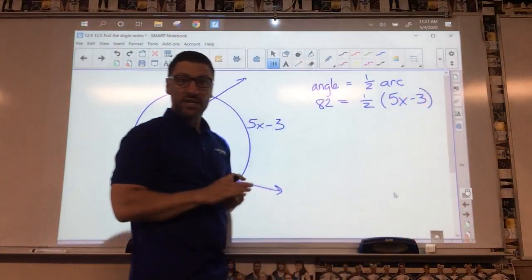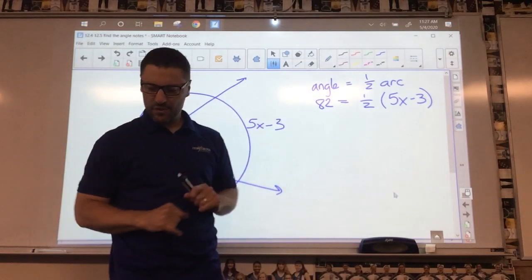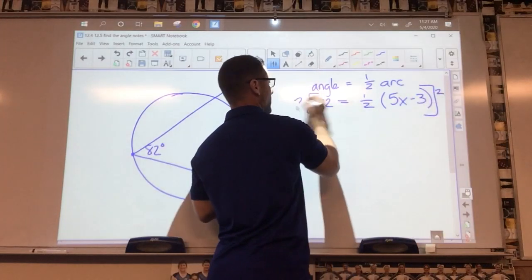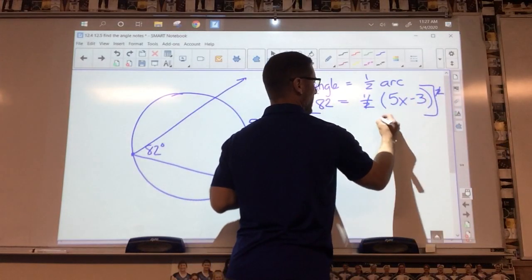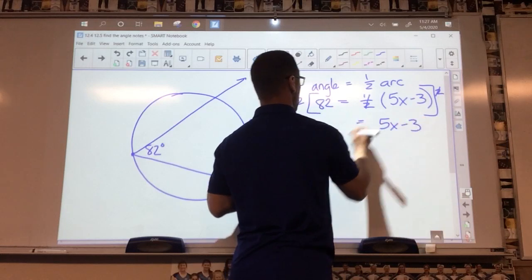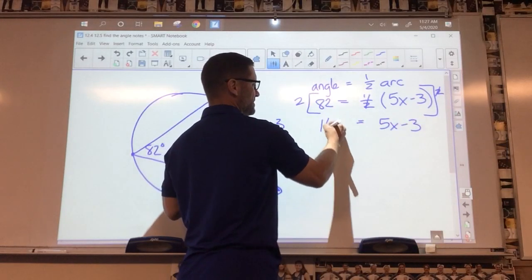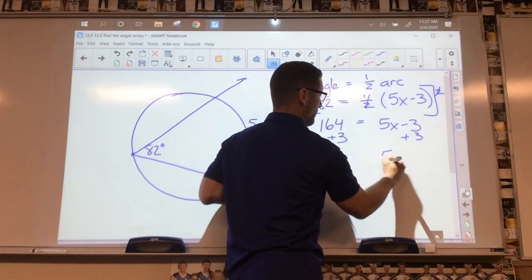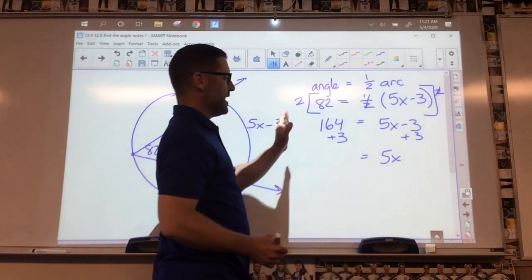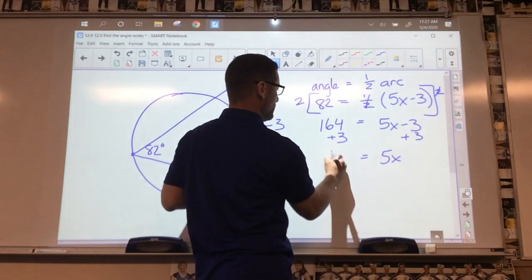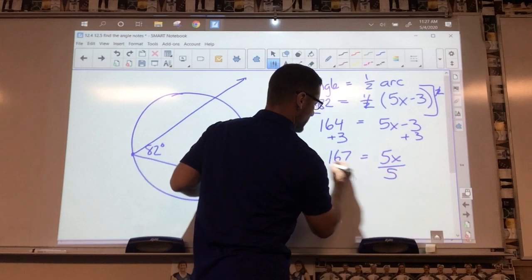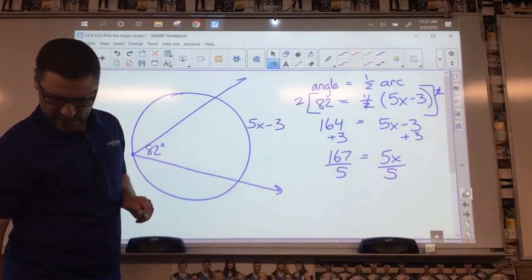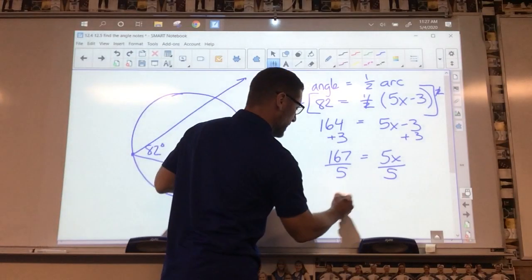You could definitely distribute. Distributing will give you decimals, or I'm going to multiply both sides by 2 to get rid of that fraction. And I get 5x minus 3 is equal to 82 times 2, which is 164. I'll add 3, and I get 5x is equal to 164 plus 3, which is 167, and I could divide by 5. 167 over 5, I got 33.4. X equals 33.4.